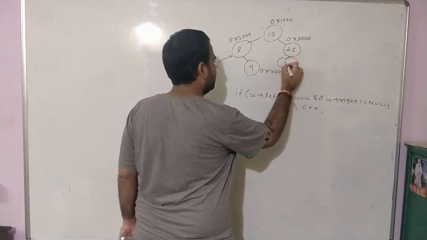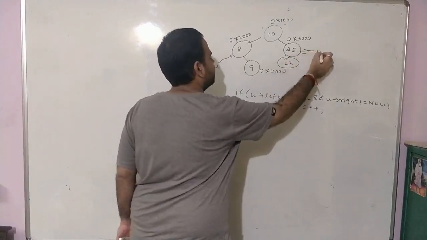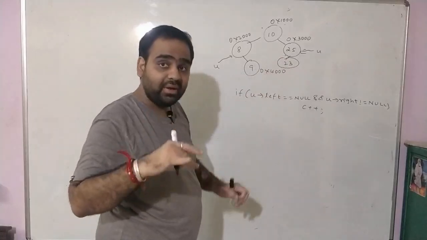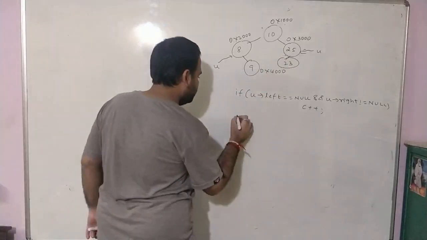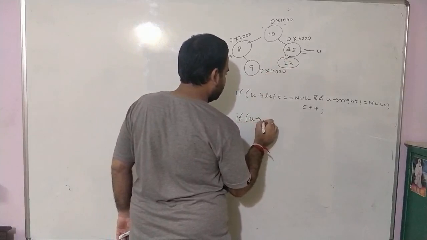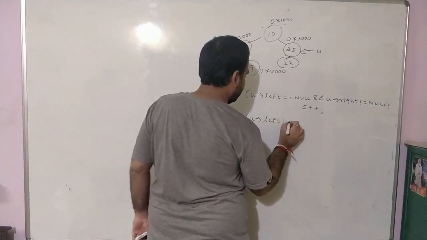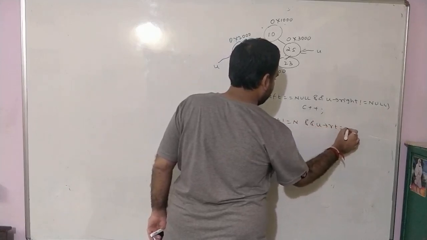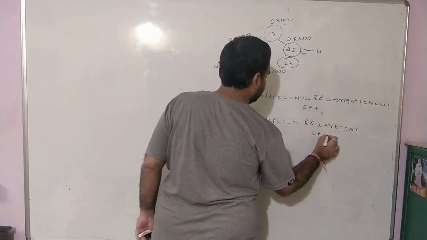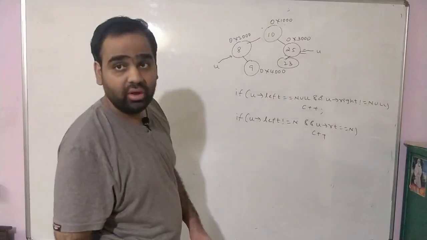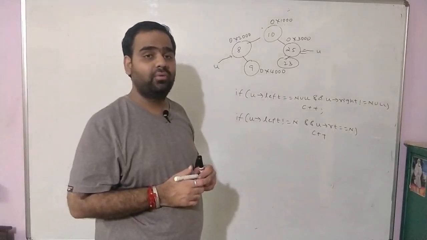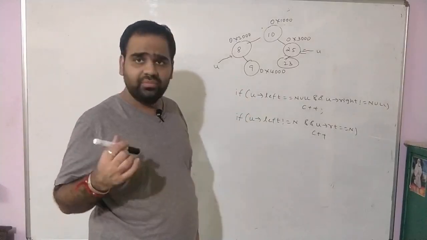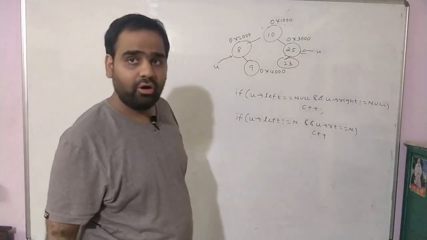Suppose I write 23 over here. Now if I consider this as u, that means if u arrow left is not null, then u arrow right should be equal to null. Therefore I say if u arrow left is not equal to null and u arrow right is equal to null, it means it is also a half node, and you can consider that half node as well. This is the way we count each node to be a half node or not.